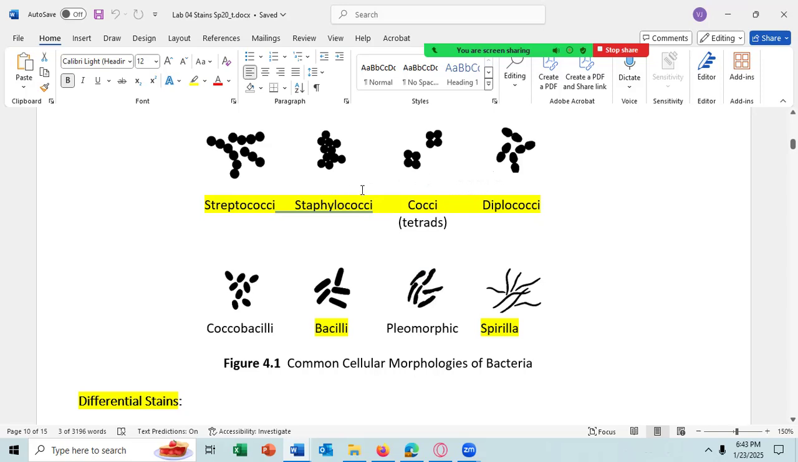You can have staphylococci, and these are cocci that clump together. And then you can have streptococci. These are cocci that form a row. So more than just 2 diplococci, you just continue the cocci in a row and it's streptococci.